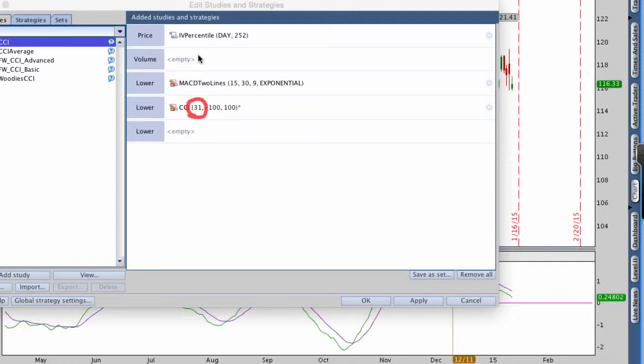So again, with a shorter term indicator, 14 days, you're going to get a lot of signals back and forth.